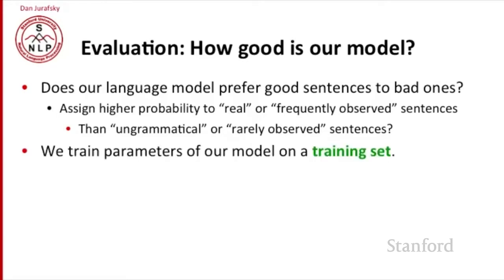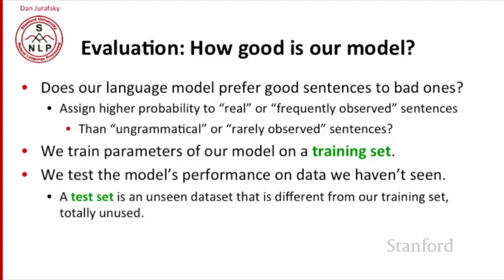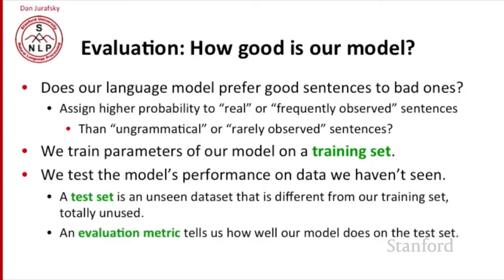Now, we train the parameters of a language model on a training set. And we test the model's performance on data that we haven't seen. So we have some training data and some unseen data. This unseen data is called a test set, and we want it to be something that's not the same as our training set, totally unused, something we've never looked at before, and that will be a fair evaluation of our model. And then we'll need an evaluation metric that tells you how well your model does on this unseen test set.